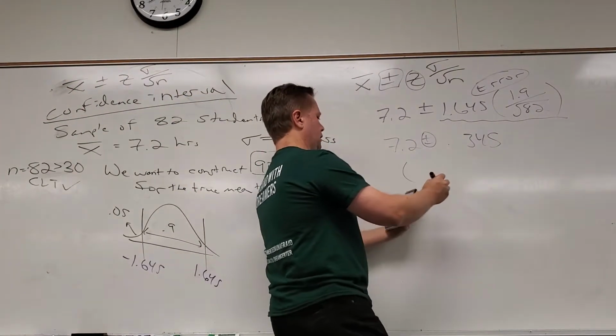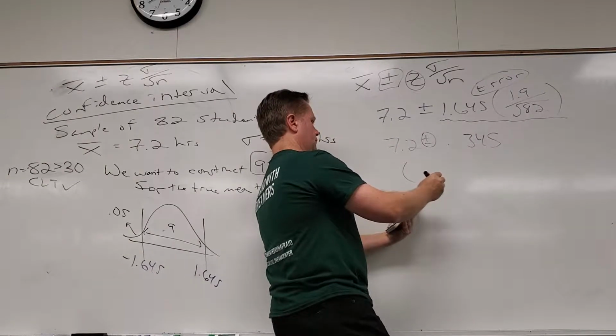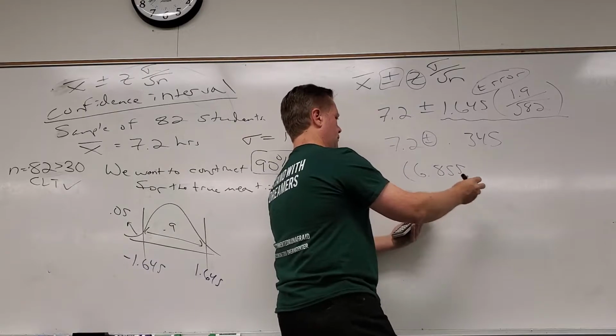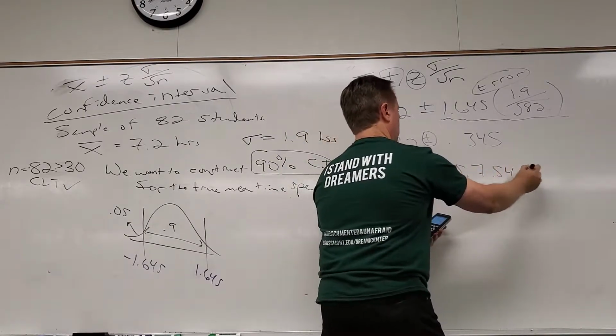So what do you guys get? Anybody help me out? 6.855 and 7.545. All right.